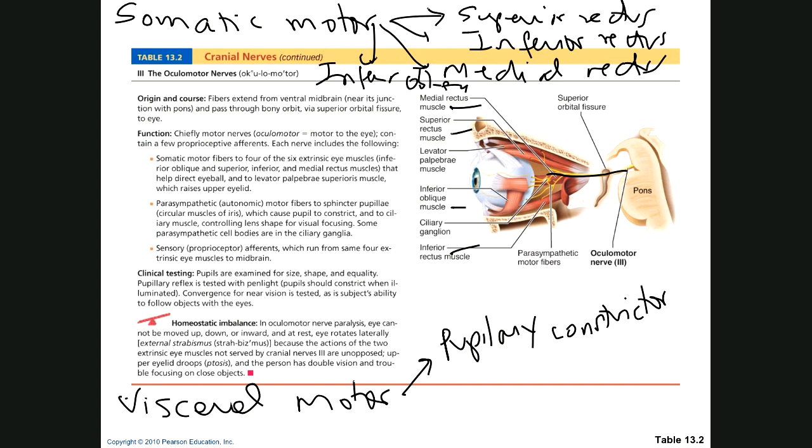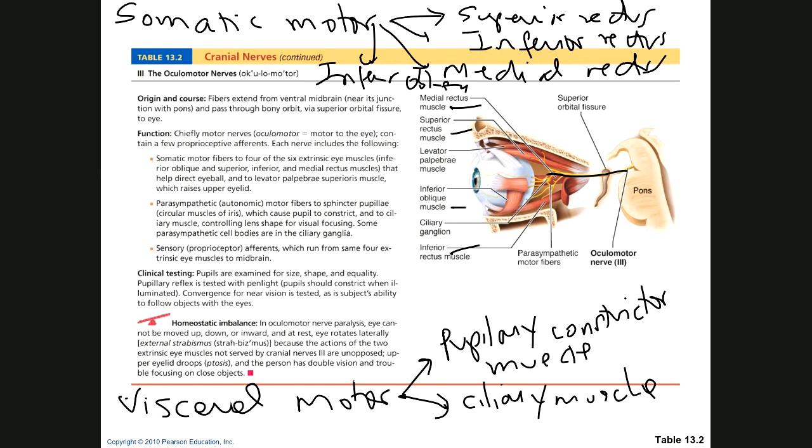And it also innervates the ciliary muscle, and you don't necessarily need to know these. The pupillary constrictor is going to appear again next chapter, but the ciliary muscle probably won't. Ciliary muscle won't appear until next semester. It is the muscle that focuses the lens of the eyeball, because these are visceral motor functions.